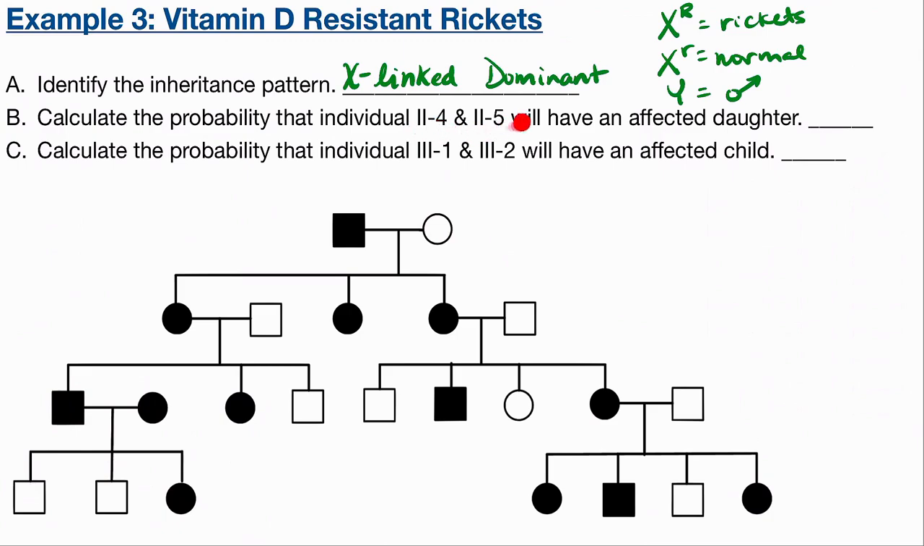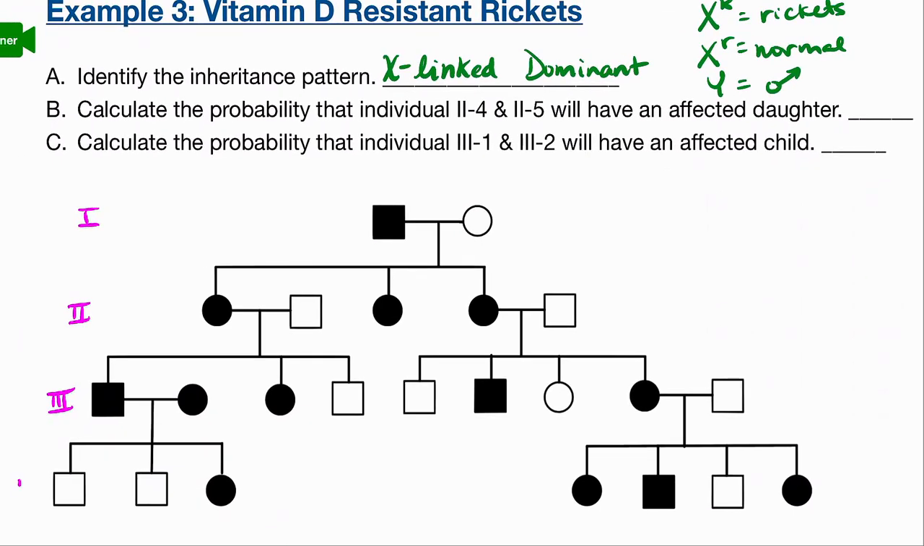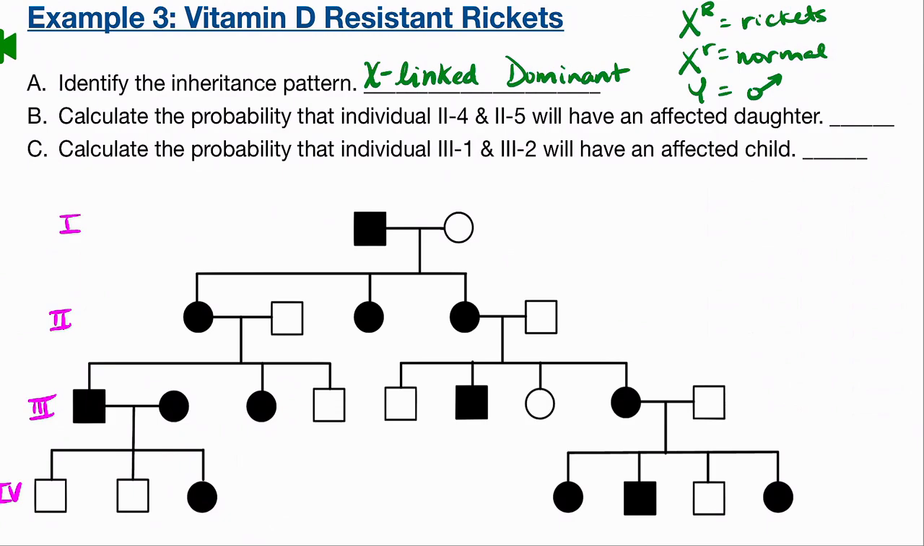Calculate the probability that individuals 2-4 and 2-5 will have an affected daughter. Well, 2 is generation 2. So this is generation 1, this is generation 2, this is generation 3, this is generation 4. So 2-4 is this person because it goes 1, 2, 3, 4. And 2-5 would be this guy right here.